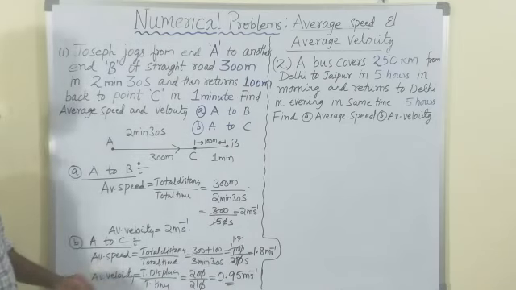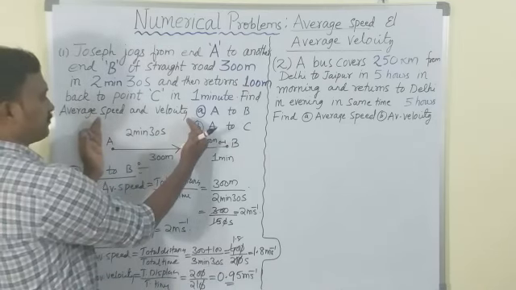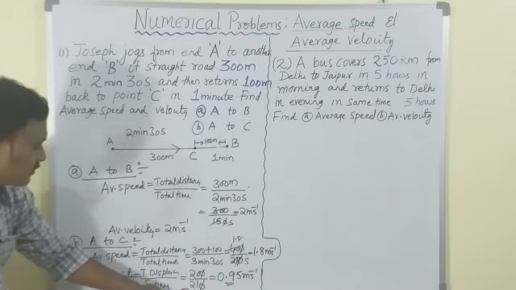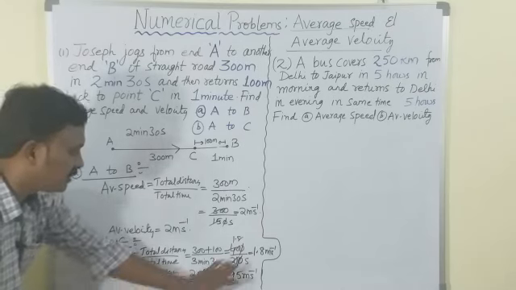And the average velocity is, what is the displacement here? It is 300 minus 100, that is 200. 200 by the time, which is the same, 210. So you are getting around 0.95 meter per second.